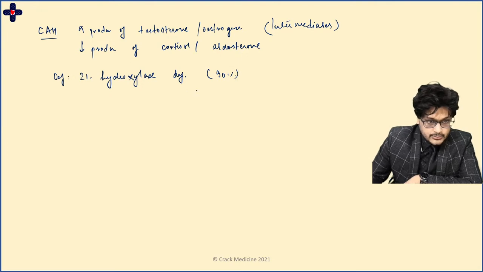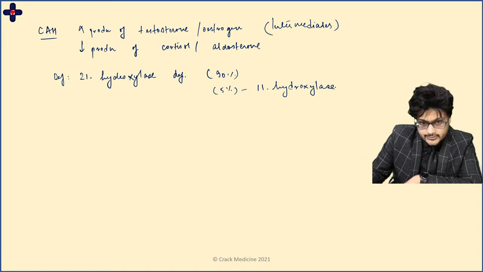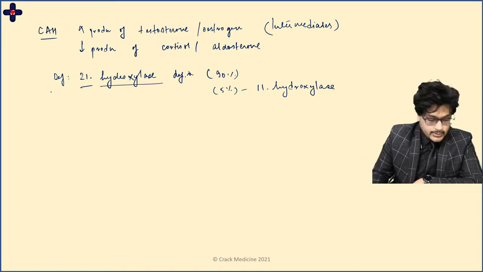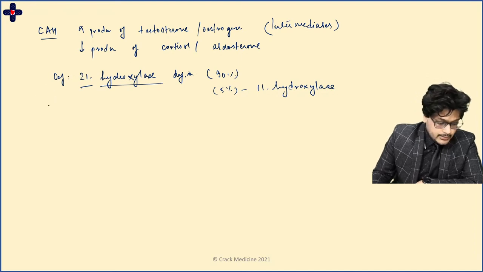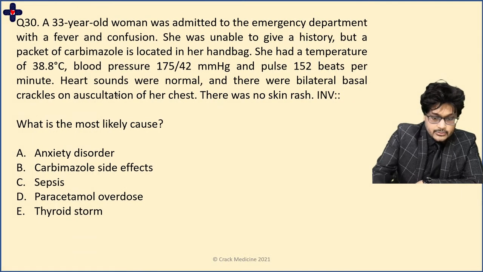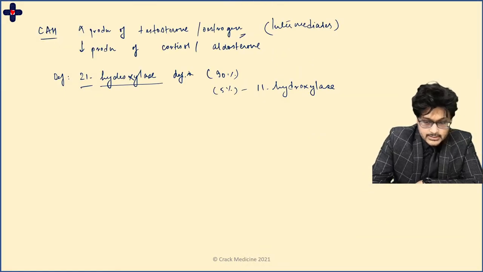90% of the cases, you can also have 5% of the cases they have 11-hydroxylase deficiency, but if your question has both of them, please go ahead with 21-hydroxylase deficiency. This is the most important one. Okay, so this excess production of estrogen and testosterone will cause the virilization in our patient over here, right? And that's about it.